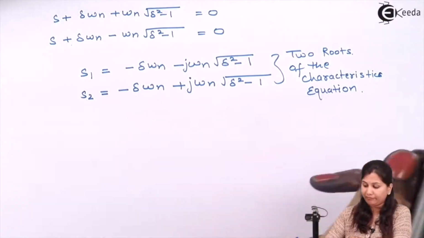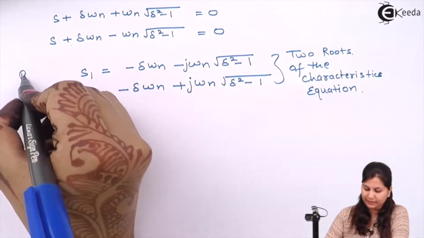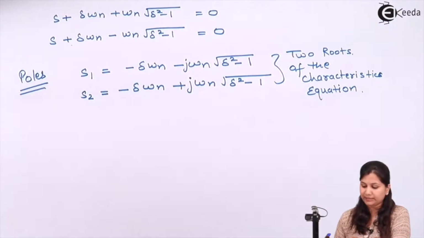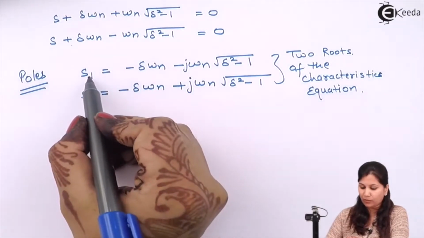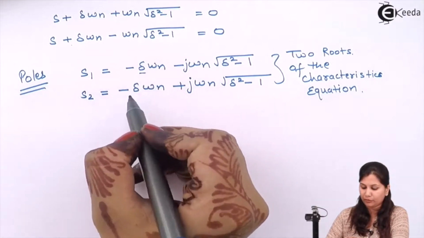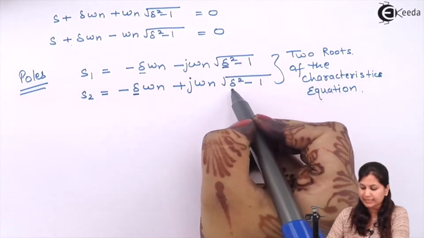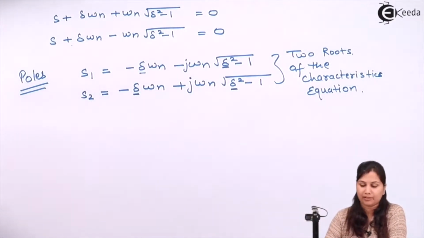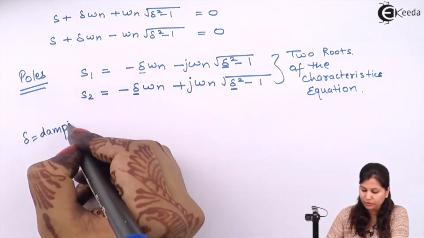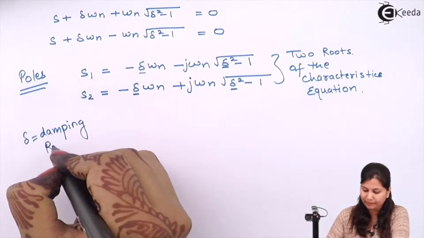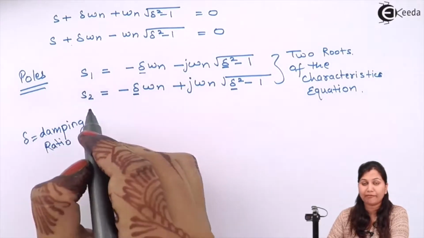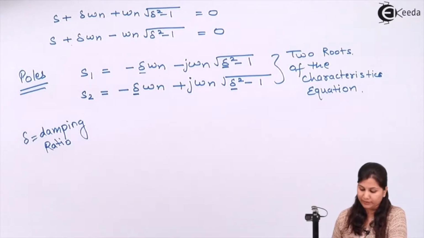Okay, so we have to find out the roots, or we can say the poles. Now we will locate these poles. You can see that in both these pole equations we have the value of del, that is, they depend upon the damping ratio. Del is what? Damping ratio. As both roots depend on this damping ratio, the value of the damping ratio will affect the location of these poles.